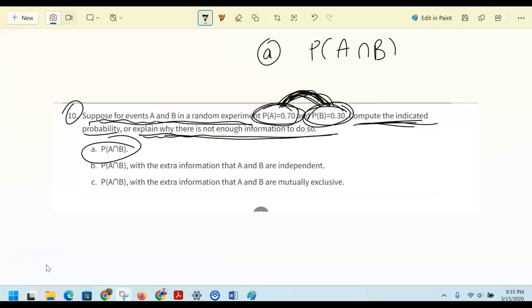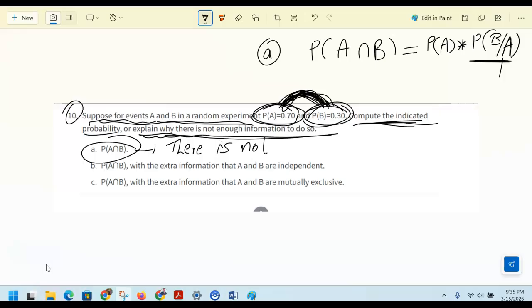Because they did not tell us they are independent, you cannot find this. This would be probability of A by using the multiplication rule of probability, but you don't know this. We don't know, when A has occurred, what B is. So for this question we say there is not enough information.